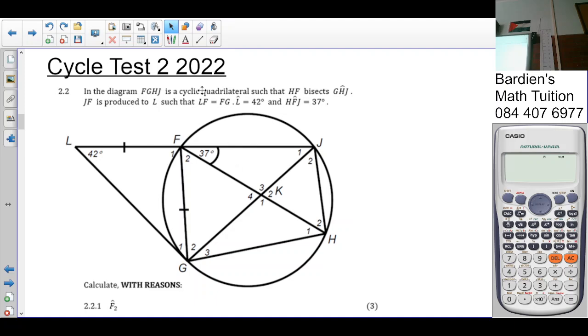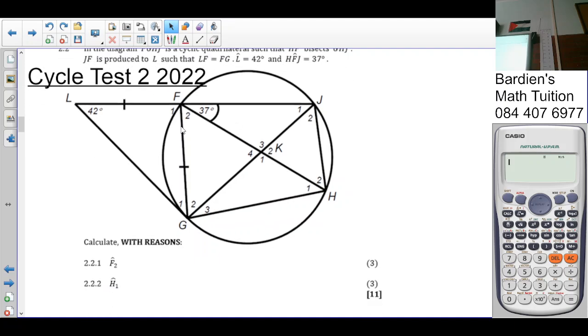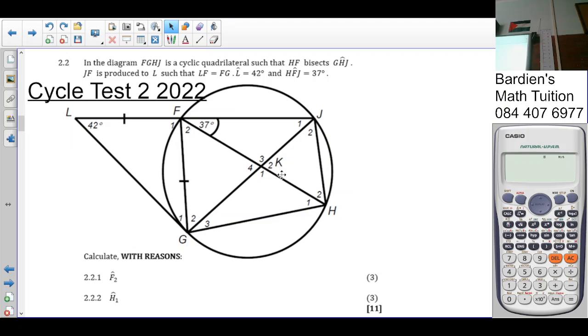2.2. In question 2.2, we are told, in the diagram, GHJ is a cyclic quadrilateral such that HF bisects angle GHJ, which means that this angle and that angle are the same. But if this is a cyclic quad, then that angle and that angle are also the same, angles in the same segment. Alright, we also know that the exterior angle equals the interior opposite angle and so on.